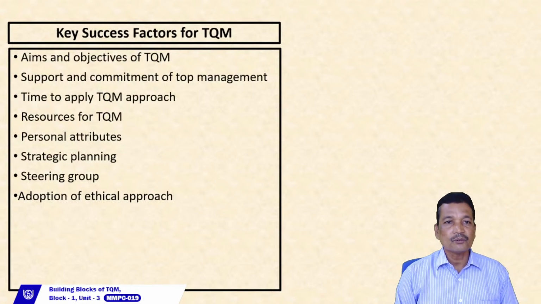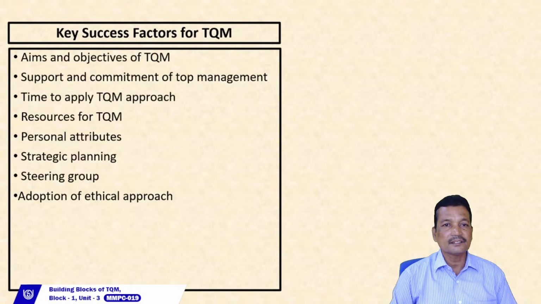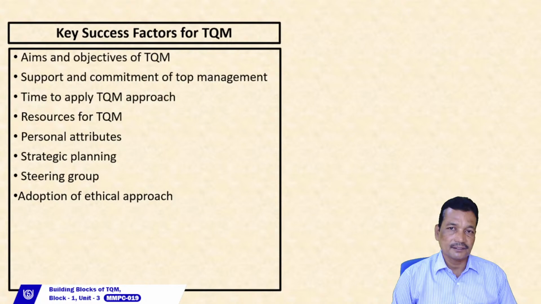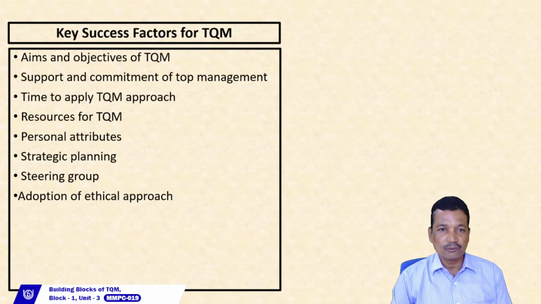Now let us discuss what the various success factors for total quality management are. When we say the factors, the first is why TQM should be applied in a particular organization. What is it trying to achieve? That means aim and objectives. So, aims and objectives of total quality management should be clearly defined.